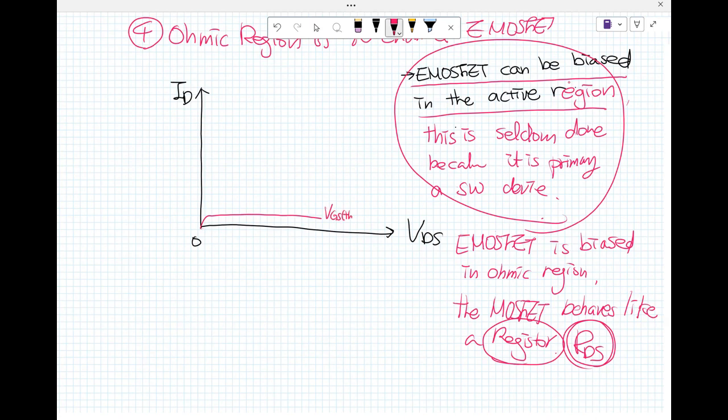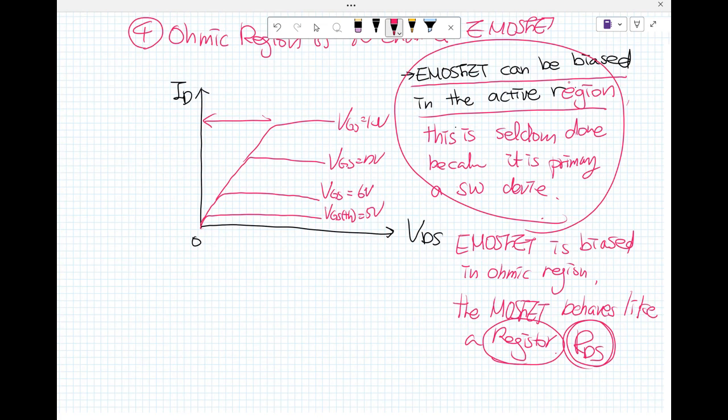Okay, this is there for the active region like this one, V sub GS, 6 volt, 5 volt, 7 volt, it depends, okay? V sub GS more, 10 volt here. All right. So this is the ohmic region, okay, that was the active or sometimes saturation region, okay?